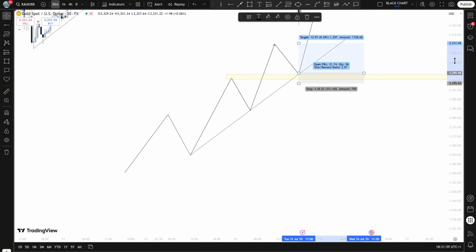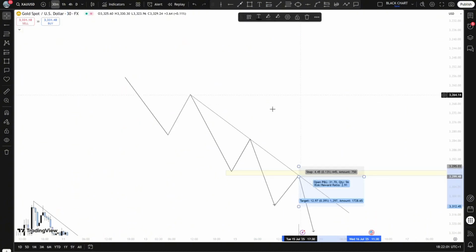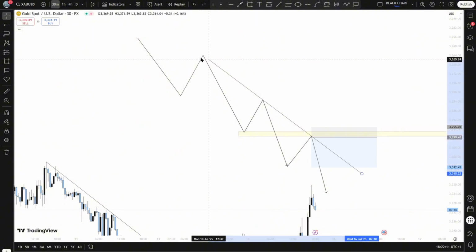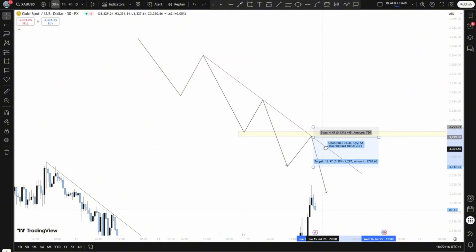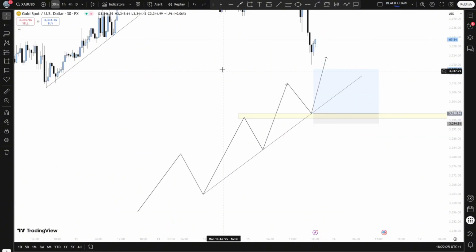Let's say price is heading to the downside, on a bearish move. You take your trend line from the first touch here to the second touch. Now this is where I look for a trade, the third bounce. This is the best and perfect way to trade a trend line.